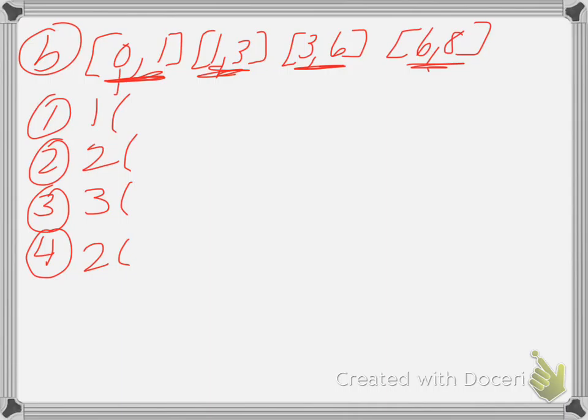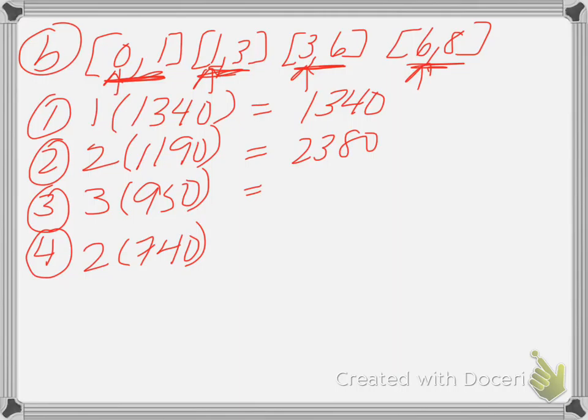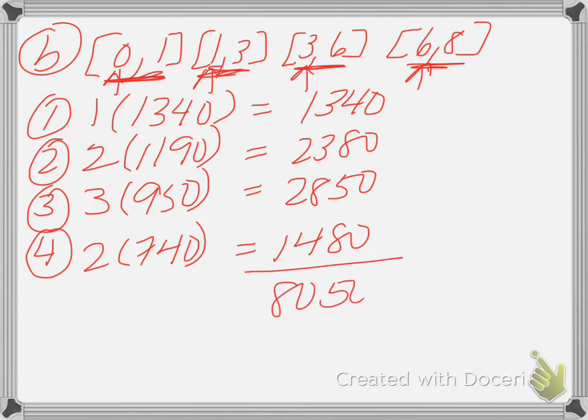So if we're using the left, we're going to use these values, the one on the left. So at 0, we're getting 1340. At 1, we're getting 1190. At 3, we're getting 950. And at 6, we're getting 740. So when you calculate this, you should be getting these values. Okay, when you add all this up, you get 8,050 liters.